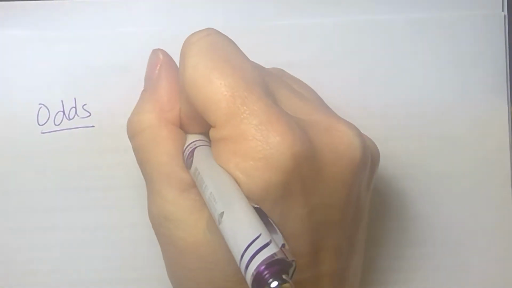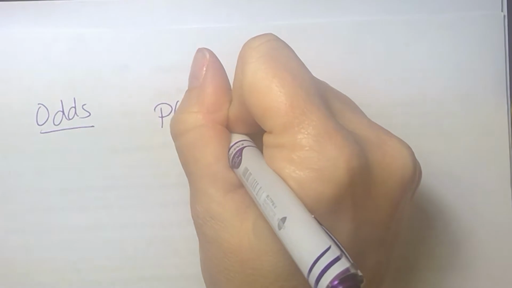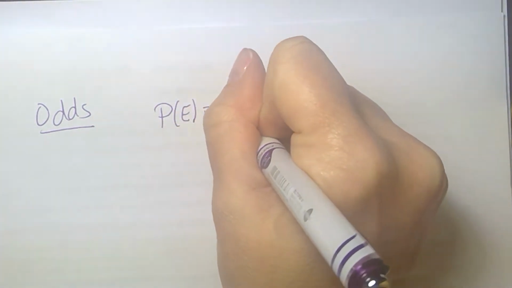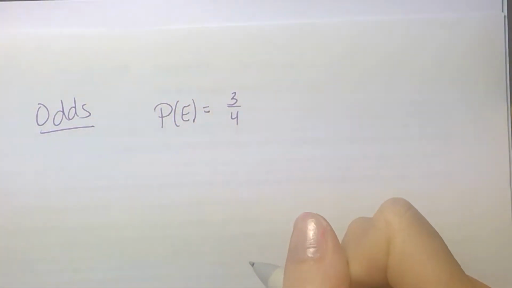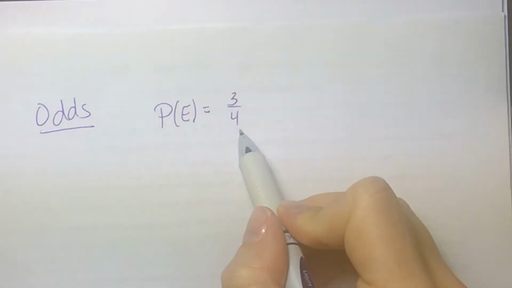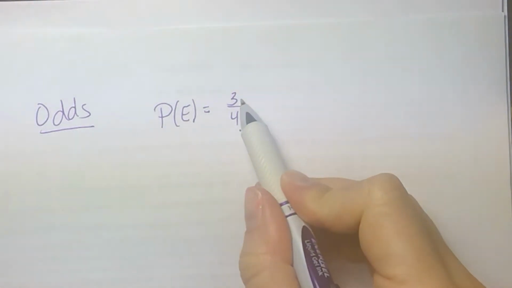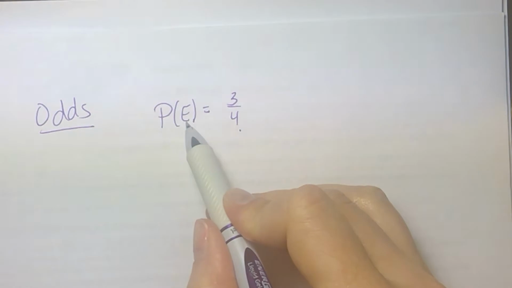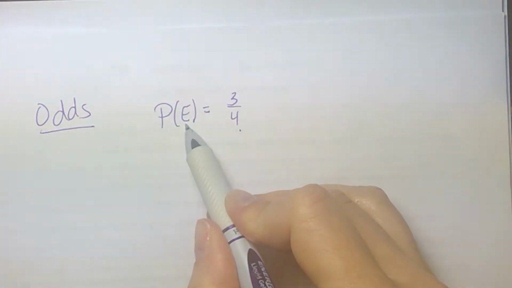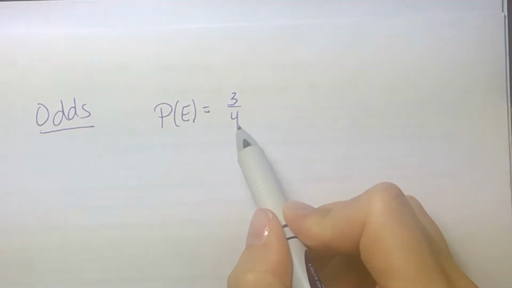For example, if I say the probability of an event happening is 3/4, 3 out of 4, that means there are 4 different ways it can happen, and 3 of them are included in what we're interested in. So the probability of our event happening is 3 out of 4.